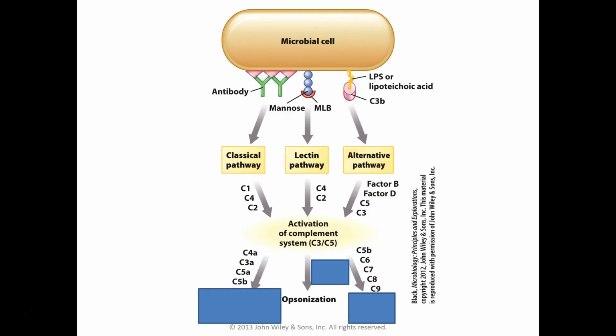So there's a summary of it, right? We can start the alternative way with C3b binding to something like lipopolysaccharide or lipoteichoic acid. Or we can get mannose-binding lectin binding to mannose, or we can get an antibody. Antibody is classical. Mannose-binding lectin is the lectin pathway. And the alternative is C3b, one of the complement proteins binding. So notice different complement proteins involved, right?